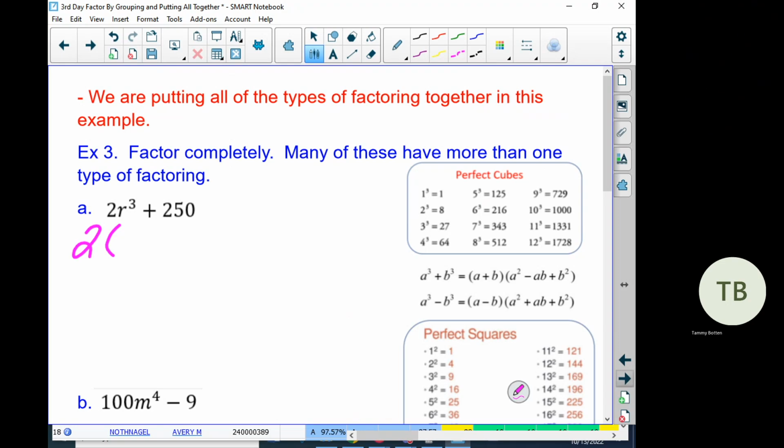And then I would think, 2 times what gives me 2r cubed? That would be r cubed. And 2 times what gives me 250? That would be 125.